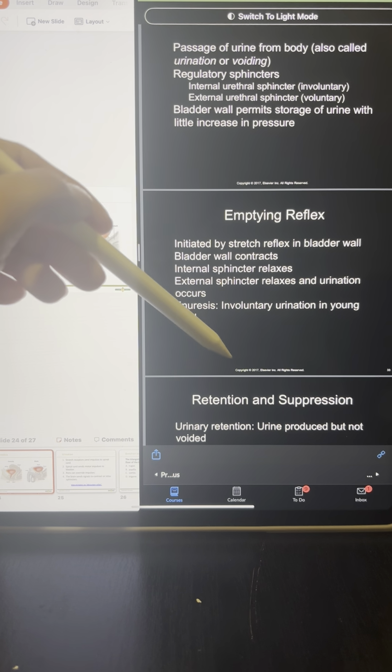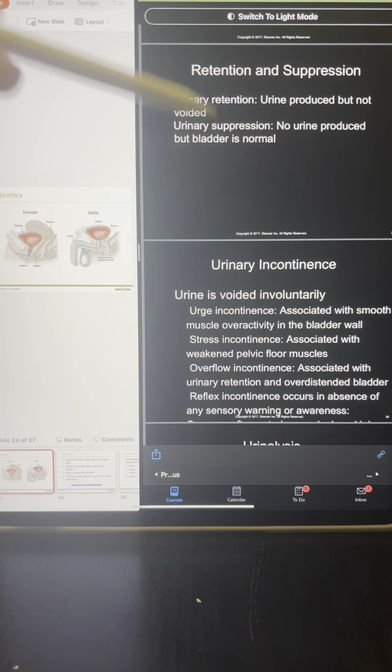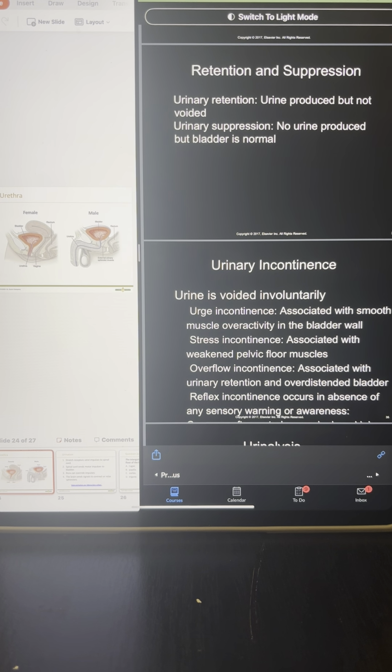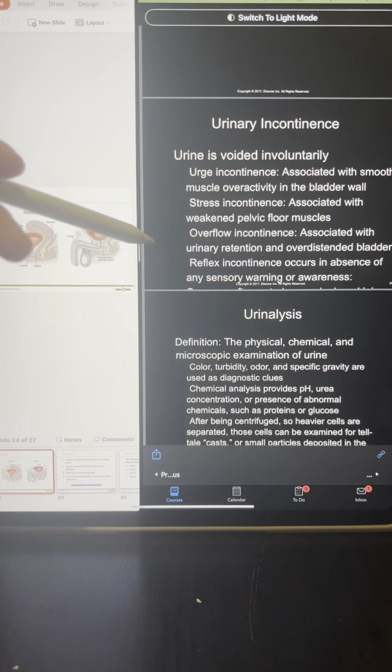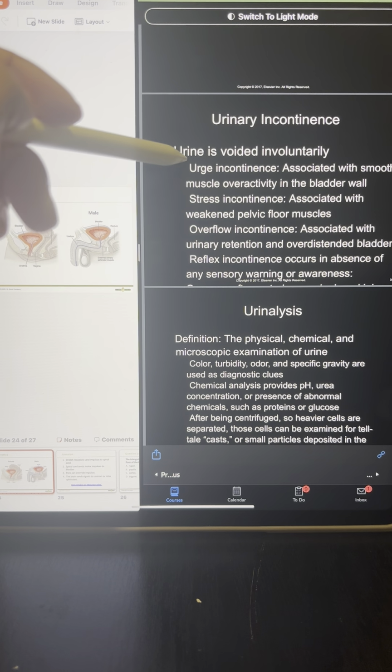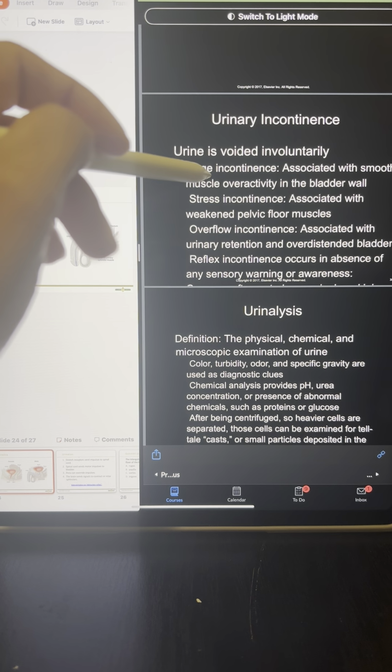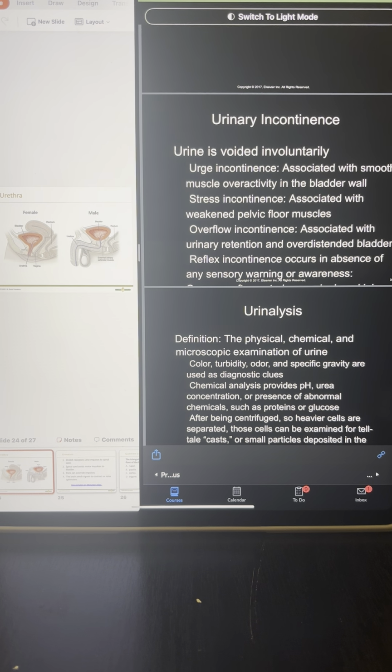Enuresis is involuntary urination in a young child who should already be potty trained. Urinary retention, urine produced but not voided. Urinary suppression, no urine is produced but the bladder is normal. Urine is voided involuntarily. The urge is incontinence.